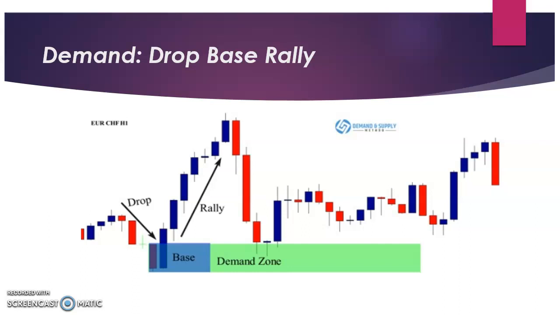Now, base is essentially the last price the market was at before that big movement happened. So when we're talking about base, you are essentially talking about the order block. You are essentially talking about the point of interest. I hope you understand that. So base is the same thing as your order block, which is the same thing as your POI, which is point of interest.